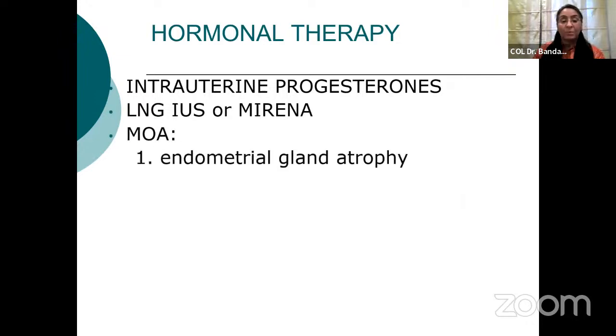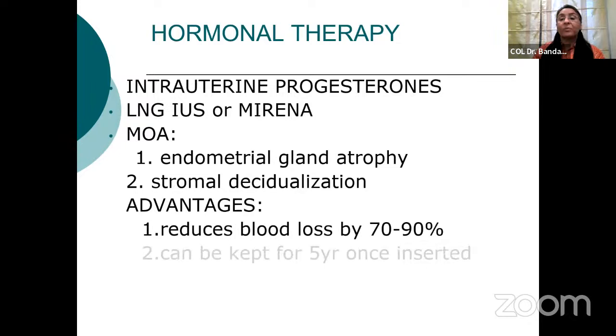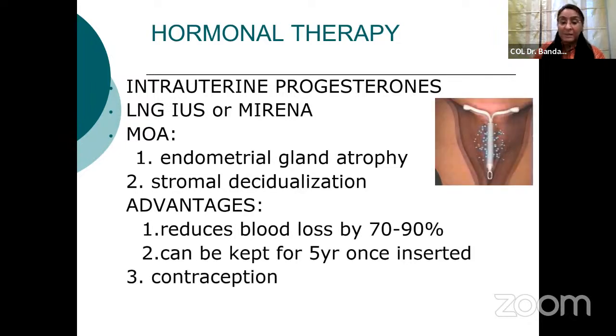Mirena looks like a copper T, but it has basically got an impregnation with levonorgestrel, LNG. So it releases a fixed amount daily. What does it do? It causes endometrial gland atrophy. It causes stromal desensitization, reduces the blood loss by 70 to 90%. It can be kept in the uterus for 5 years. It can also provide additional contraception because it's an intrauterine device itself. So these medicated devices also help in controlling abnormal uterine bleeding.